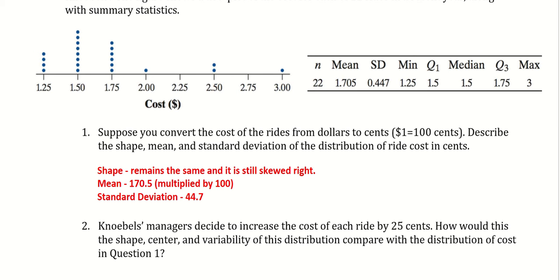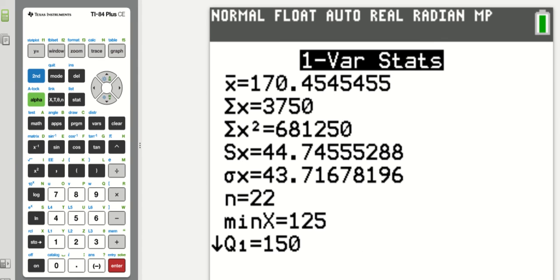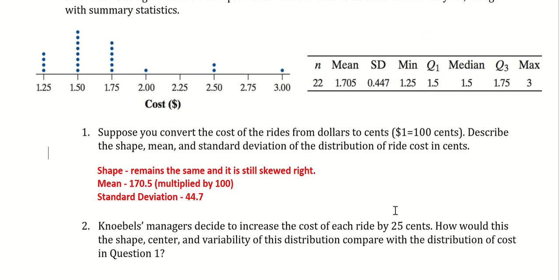Where I found my standard deviation was on my calculator. It's right next to this Sx. Sx stands for the standard deviation of a sample set because we're taking a sample. I got 44.7 here, and I noticed that my standard deviation on my original data set was 0.447. Again, we multiplied by 100 to get that new standard deviation.